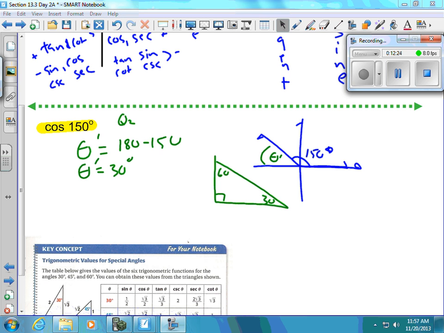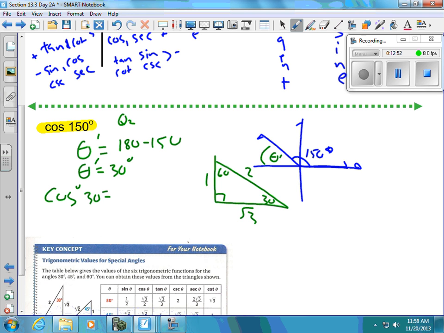Remember, the side across from 30 degrees is 1. The side across from 60 is the square root of 3. And the side across the right angle is 2. So we're going to find the cosine of the reference angle, the cosine of 30 degrees, and we're going to use that to determine what the cosine of 150 might be.